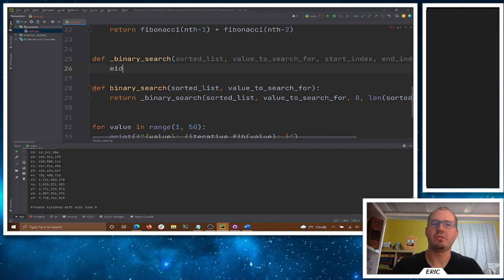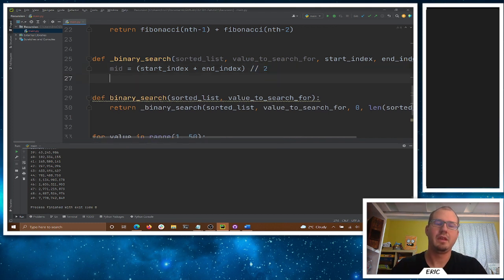So then we need to find the mid. Our mid is going to be the start index plus the end index divided by 2. That's the middle point. And we want floor division here. We want to make sure that we don't have decimal places, because you can't have a half of an index. Indexes have to be integer values. So we'll make sure we have this integer division here.